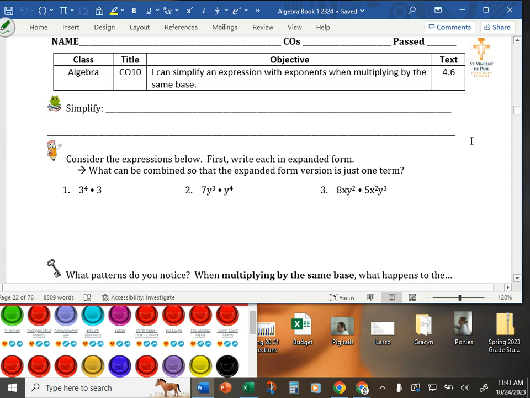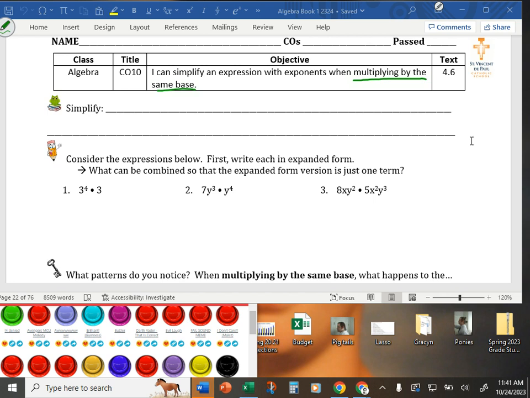Algebra, we are forging ahead in Unit 2, going to CO10, which is simplifying an expression with exponents when multiplying by the same base. I'm going to teach you 5 different rules for how to simplify exponent expressions, and this is the first, multiplying by the same base.